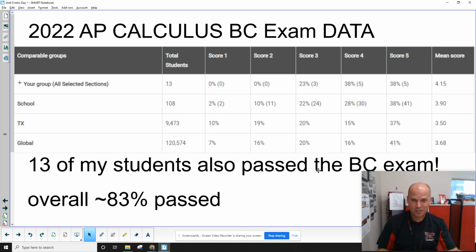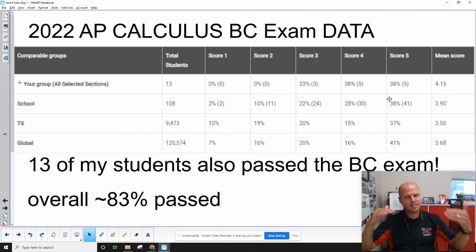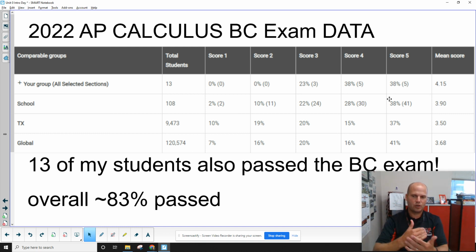But it gets better. 13 of my students actually passed the BC exam. So if you incorporate both of those, about 83 to 85% of my students passed the AP exam. You can see my students that took the BC exam. These are my best of my best AB calculus students that really know the AB stuff. I teach them the BC stuff on the side. Their mean score is incredible.